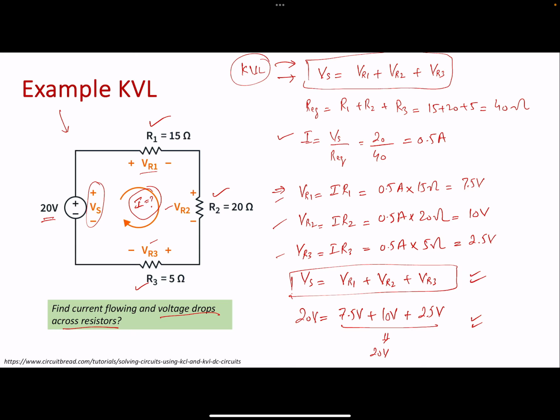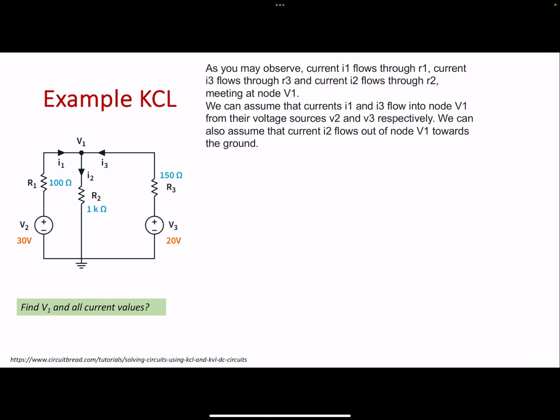So again, this is just one example of how you can use Kirchhoff's voltage law, or how circuits satisfy Kirchhoff's voltage law. We are going to continue using both Kirchhoff's laws, the voltage law and the current law, throughout the course. So please pay special attention to these laws. Okay, let's do a very quick example of Kirchhoff's current law as well. This is KCL, Kirchhoff's current law.